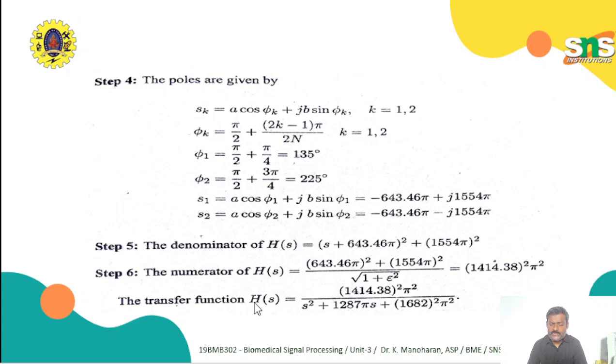Now find H(s) by substituting the numerator and denominator functions. This is the numerator value and this is the denominator value. By substituting this, I get H(s).